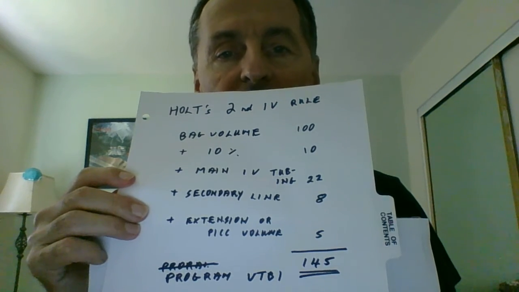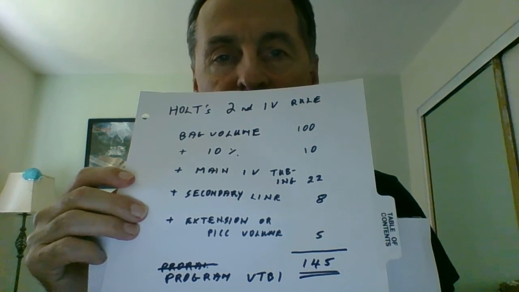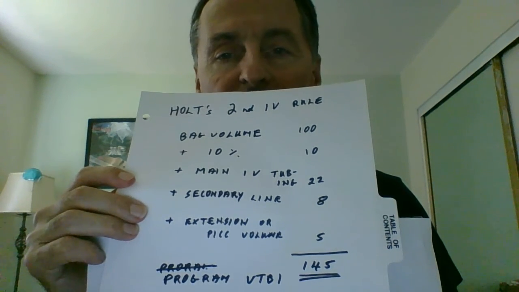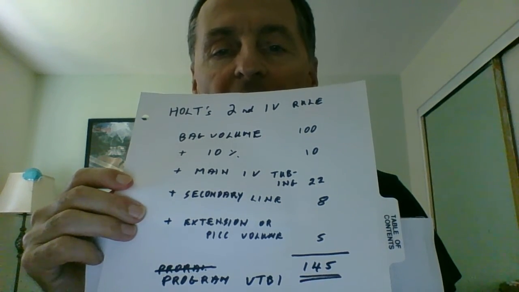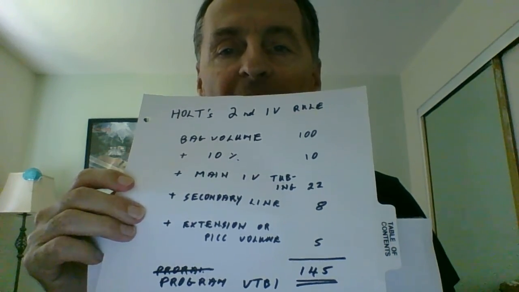In fact, you need to use some version of Holt's second IV rule for giving antibiotics. You need to add the volume of the bag, which is 100. You need to add 10% for the overfill of the standard bag. You need to add the volume of the mainline tubing, the volume of the secondary tubing, plus any add-ons such as an extension tubing, which is usually 3 to 5 cc's, or the dead space in your PICC or central line. Now, as my super graph showed you, that comes to about 145 cc's.